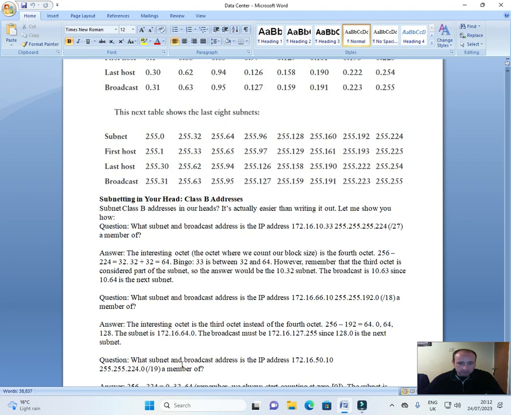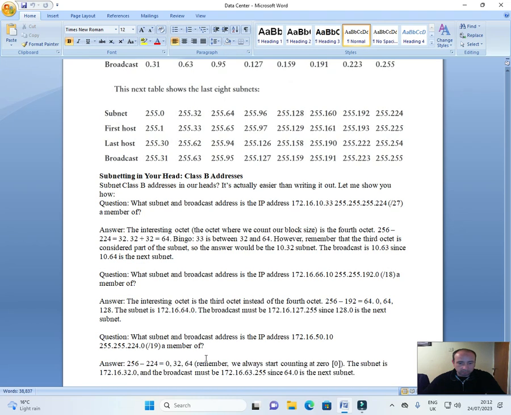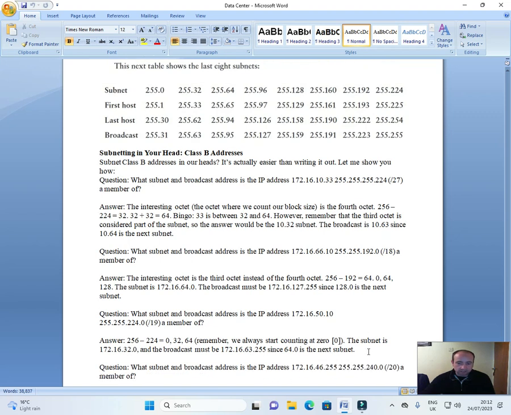Question: what subnet and broadcast address is the IP address 172.16.50.10, 255.255.224.0/19, a member of? Answer: 256 minus 224 equals 32. 0, 32, 64. Remember, we always start counting at 0. The subnet is 172.16.32.0 and the broadcast must be 172.16.63.255, since 64.0 is the next subnet.